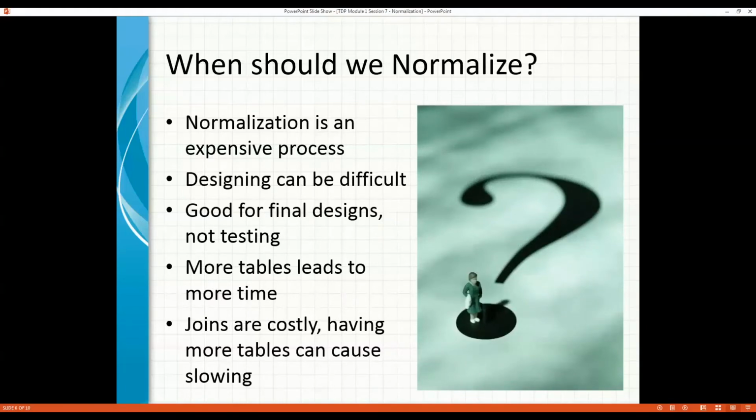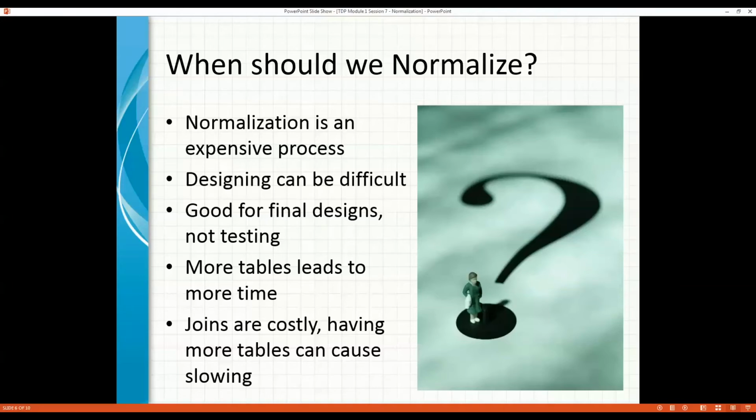Now, when should we normalize? Normalization isn't a mandatory process. However, it is highly recommended. There are pros and cons to the normalization concept, and here we've listed a couple of them. First of all, normalization is an expensive process, and by expensive we mean it's going to take you more time and more effort to actually go through and normalize different things. Designing can be difficult when we take normalization into consideration. Having to go from one table to suddenly 5 is going to take more work, with more keys, more relationships, different degrees, and different designs.